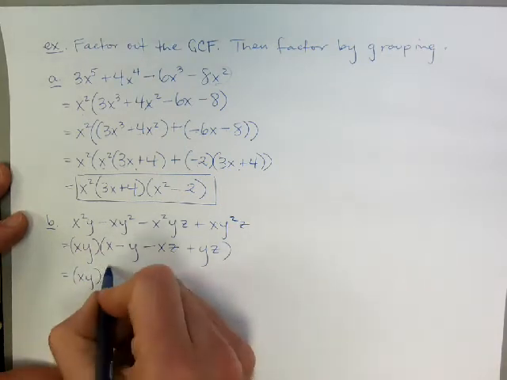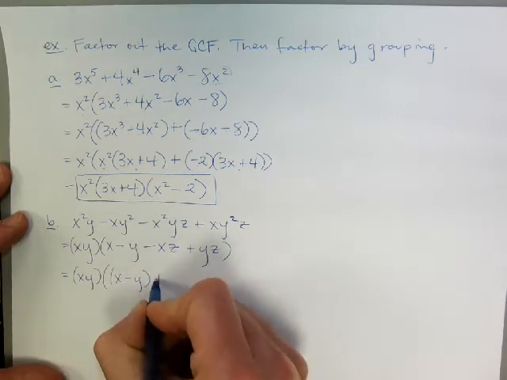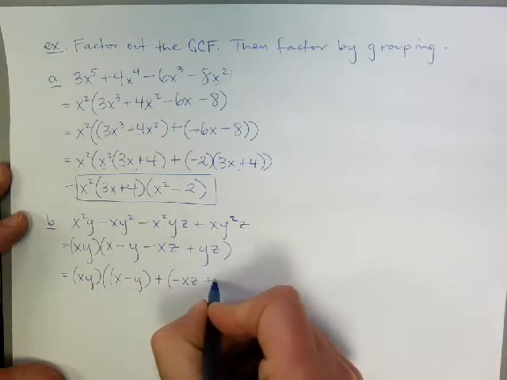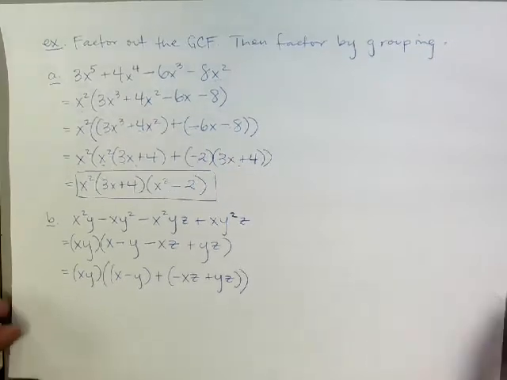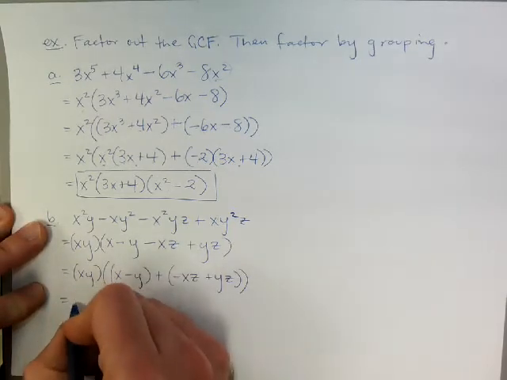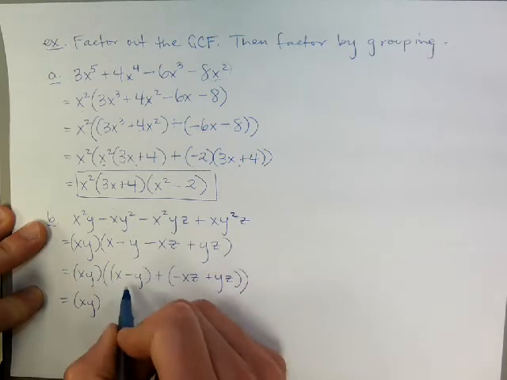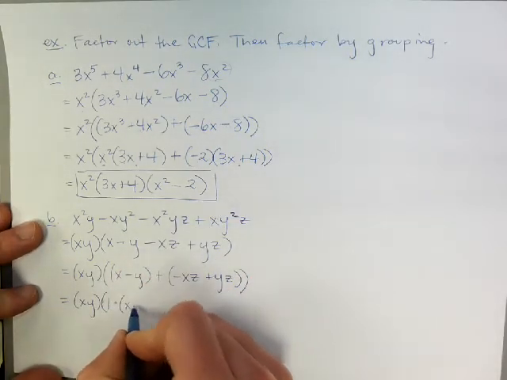Now we need to pair them up and make sure we take the negative sign in the second pair. So what do the pairs have in common? What are their GCFs? Well, this one, there's no common factor except maybe a 1. I'll go ahead and write that because it's kind of useful later.